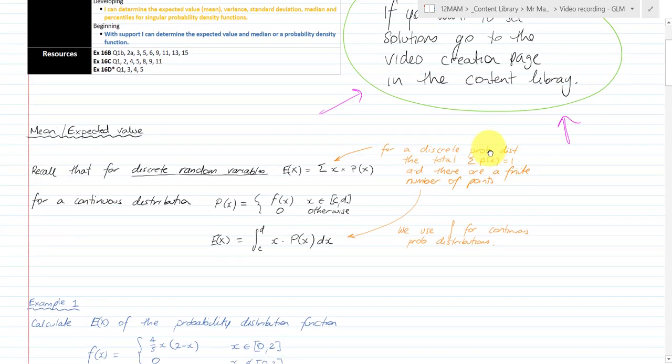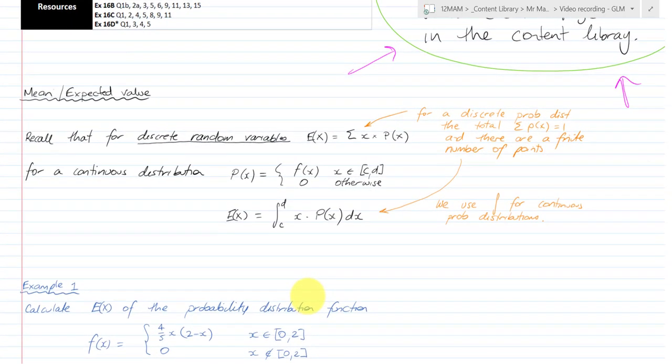I just want to remind you that the mean and expected value for a discrete random variable, which we did in chapters 14 and 15, is calculated as follows: the expected value, which is the mean, is equal to the sum of each x data point times the probability of that occurring. You multiply each x data point by its probability, add them all together, and you've got your average, what you expect to get if you run this experiment hundreds or thousands of times.